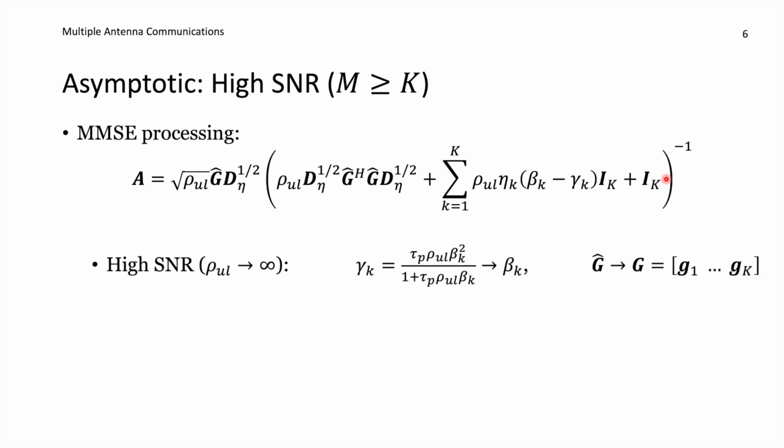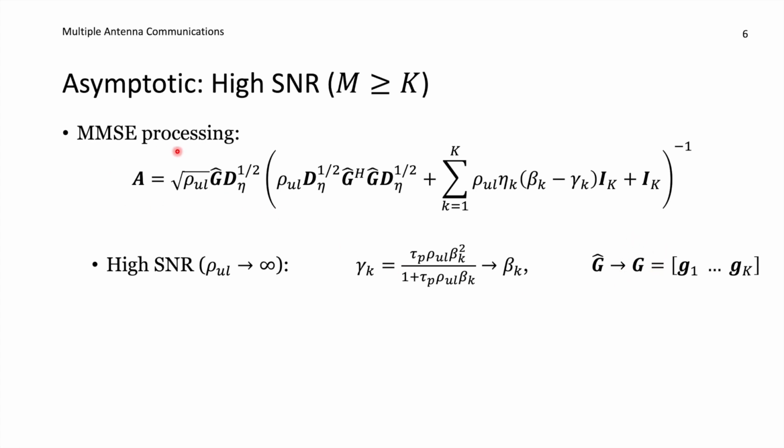And the SNR also affects our estimation quality. So if we are looking here at the variance of the channel estimates, and we let rho uplink go to infinity, well then this term and this term is large, the one here can be neglected, and everything cancels out here except beta k. So what that essentially means is that the estimation error variance, beta k minus gamma k, becomes 0, because gamma k turns into beta k. We have such a high SNR that our estimates become perfect. So our capital G hat matrix here is turning into the true channel matrix.